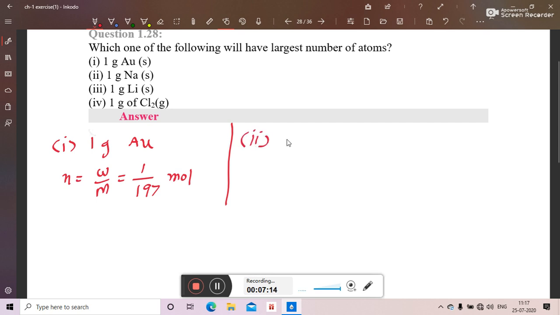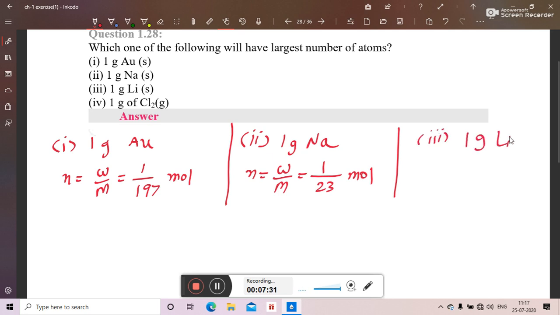Now in case of number 2, 1 gram sodium. So number of moles will be equal to mass upon molar mass. So mass of sodium is 1 gram, which is given, and molar mass is 23. So this is the number of moles. In case of number 3, we are having 1 gram lithium. So number of moles equal to mass upon molar mass equal to 1 upon molar mass of lithium is 7. So 1 upon 7 mole.